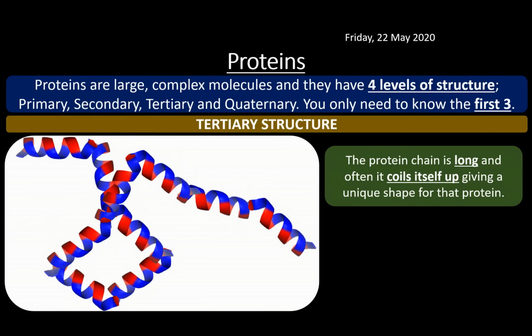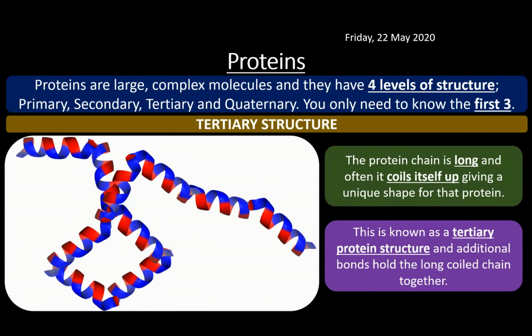So you can see here we're just zooming out even further. So it has this unique shape of this protein. This is known as a tertiary protein structure, and the additional bonds hold that long coiled chain together. Okay, so it holds its particular structure.